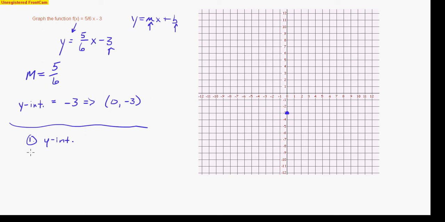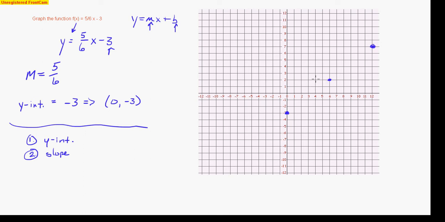Alright, and then we said after that, use your slope. So I start right at the dot that I just put, the y-intercept, and I go up 5 over 6. 1, 2, 3, 4, 5, 6. And I put another dot. Alright, and then I do the same thing. I go up 5. 1, 2, 3, 4, 5. Okay, and I go over 6. Right there. Okay, and I put another dot.